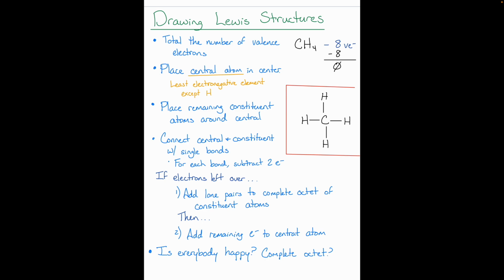All right, so here are our rules for drawing these Lewis structures. Put the central atom, the least electronegative element, in the center. Everything else you're going to decorate around it. Connect everything to that central atom with single bonds. For every single bond, you subtract 2 from your total. If you have anything left over, you first make the outside elements happy, and then you put anything that remains on the central atom. Cool. All right, so let's do some examples here.